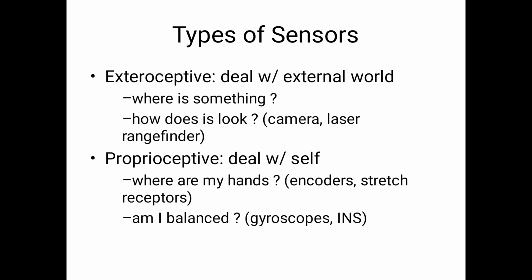Proprioceptive sensors deal with themselves, for example, encoders, stretch receptors, or gyroscopes and INS.